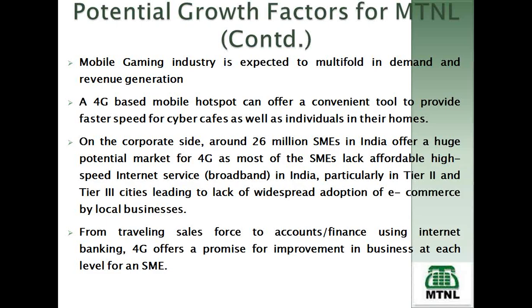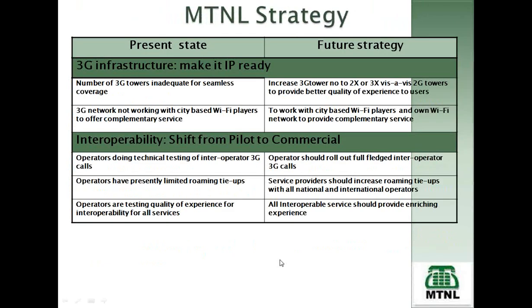Some of the points are very common to all operators and are part of MTN's strategy also. If you see the 3G infrastructure, what is the present state, what is the future strategy for all the operators. The basic problem is the inadequacy of 3G towers along with the inadequacy of the spectrum. So we are also trying to increase 3G towers by 2 or 3 times to provide better quality.